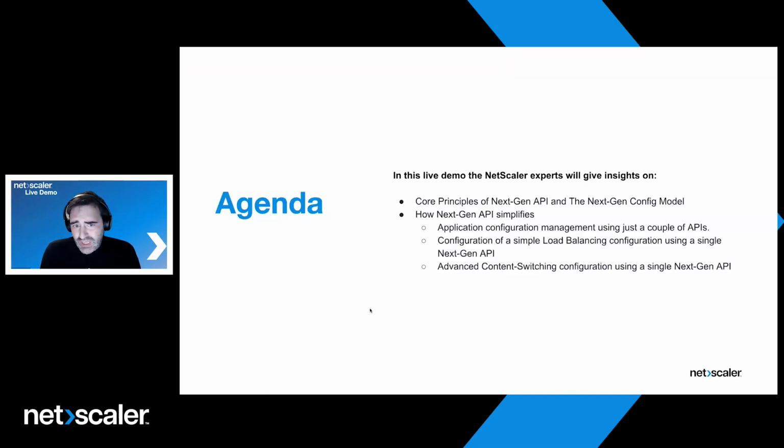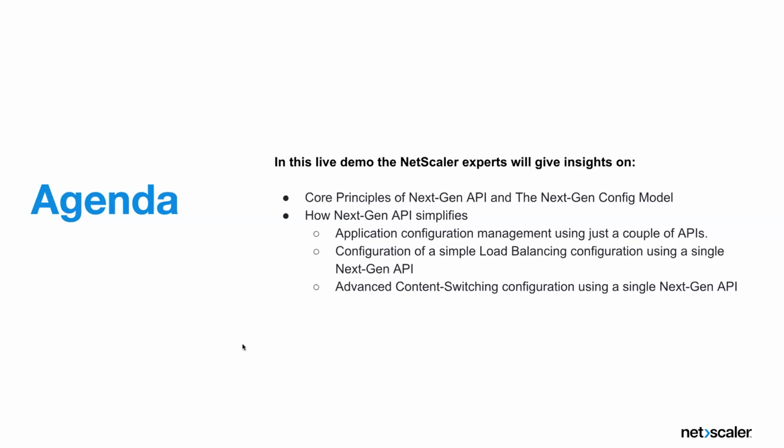So in today's live session, we are going to talk about the next generation API, which is our new NetScaler API. We have released the API in public tech preview, starting with 14.1, and we have also backported the functionalities to 13.1. So this is a new, let's say, major thing that we are working on.